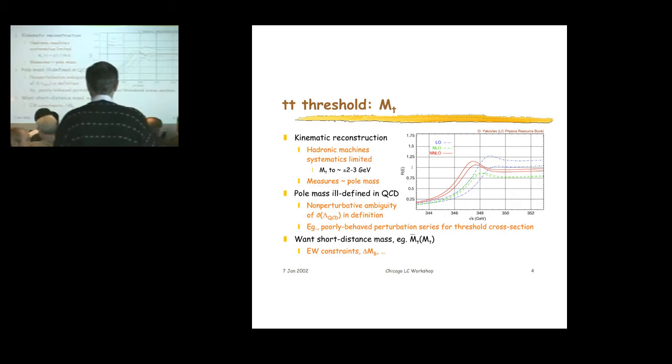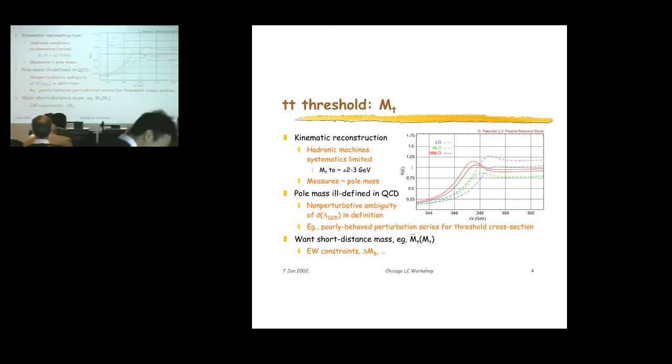On the flip side, what you would really like for many of your calculations is a short distance mass, for example, the MS-bar running mass for the top quark evaluated at the top quark scale. This is what comes into the radiative corrections and the electroweak constraints. This is what comes in calculating the mass difference in the B B-bar or B sub S, B sub S bar systems.